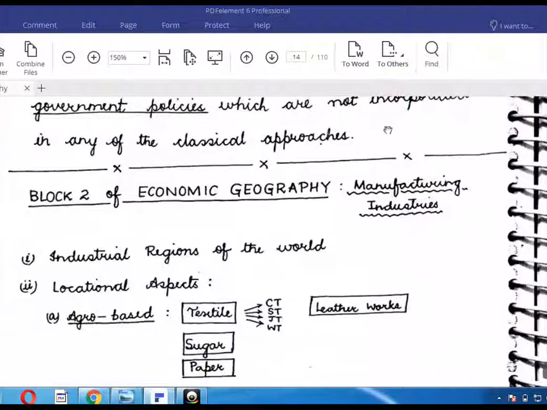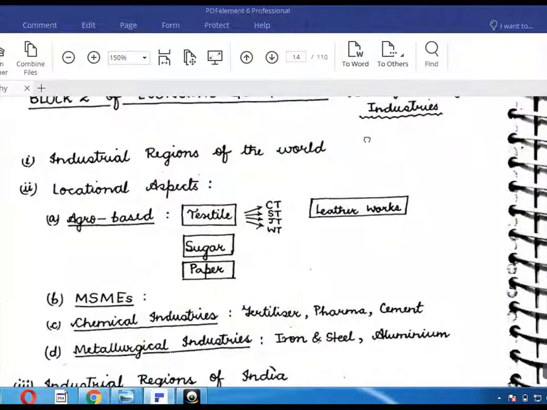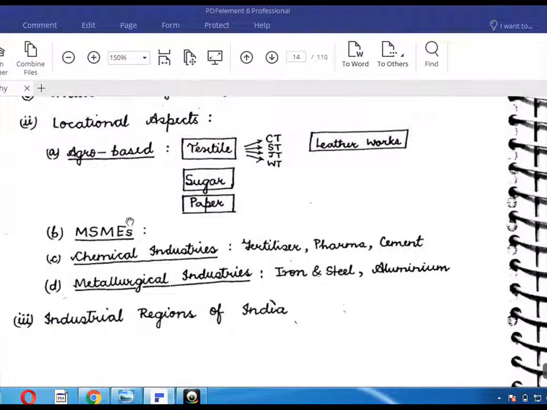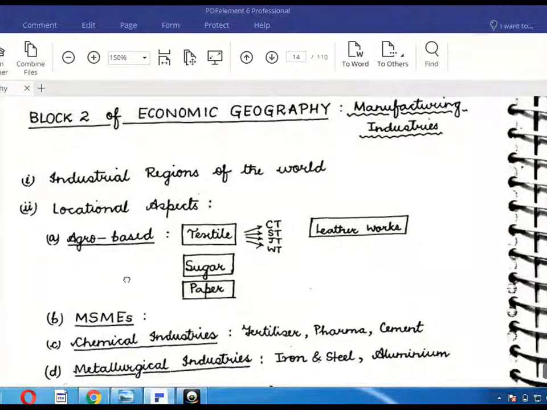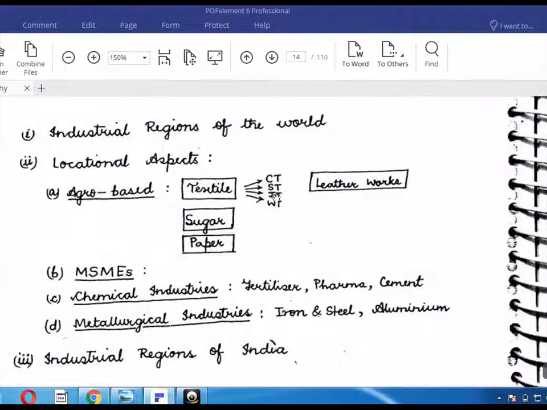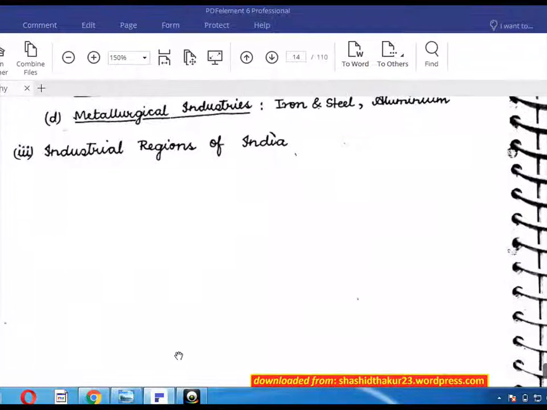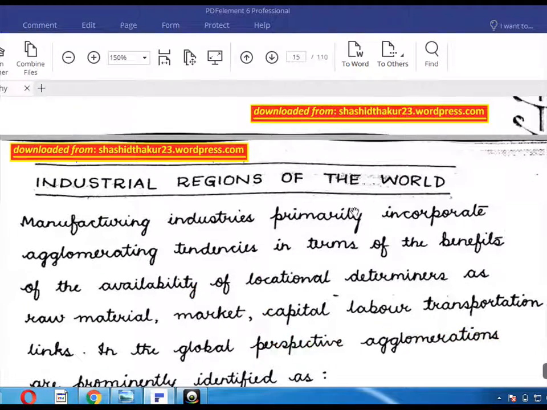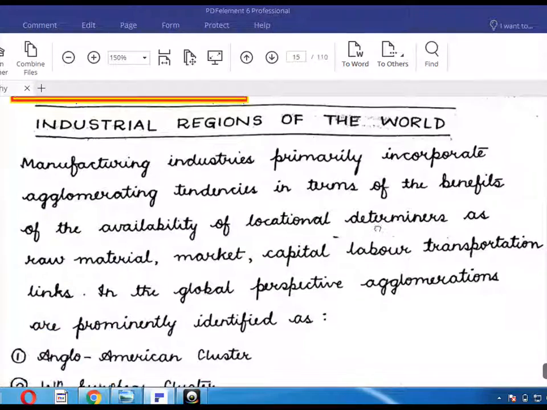So here, economic geography, you can see chemical industry production. Manufacturing industry is now in textile, leather works, sugar, paper, MSME, industrial regions of India. So next we discuss industrial regions of the world.